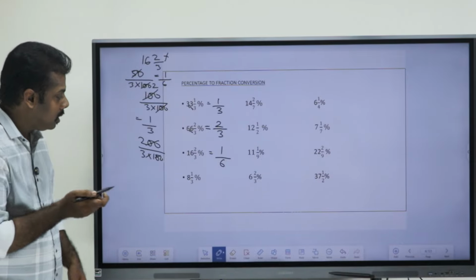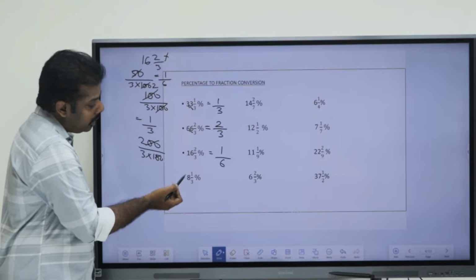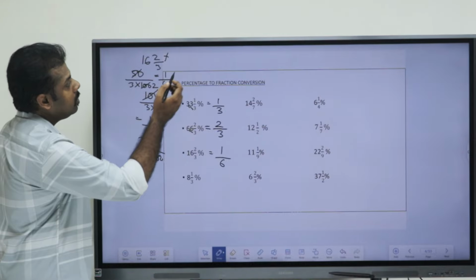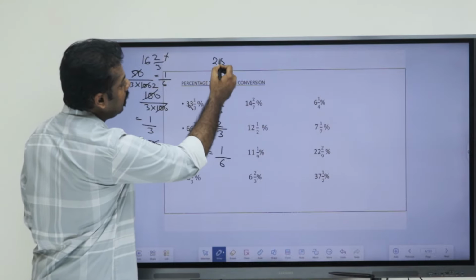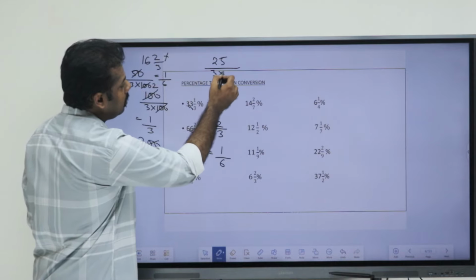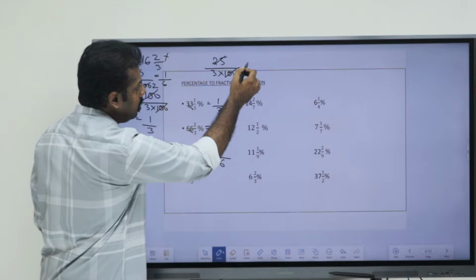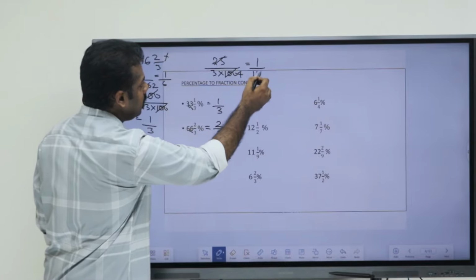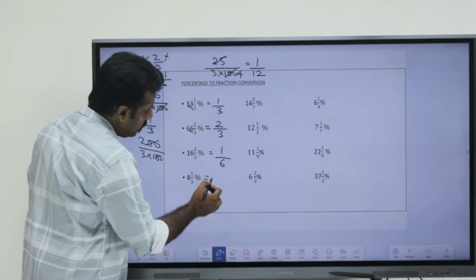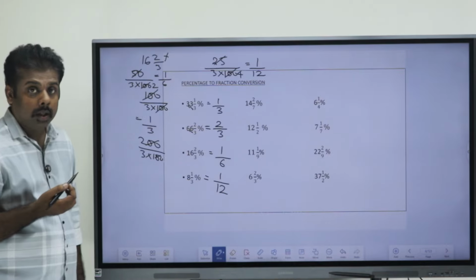Now we are moving to the next case, that is 8 1 by 3 percentage. What will it give us? That is 8 into 3 plus 1. 8 3s are 24, plus 1 will give us 25. So 25 by 3 into 100. 25 4s are 100. So what is the fraction that we are getting here? 1 by 12. So this is also an important case, that 8 1 by 3 percentage gives us 1 by 12.